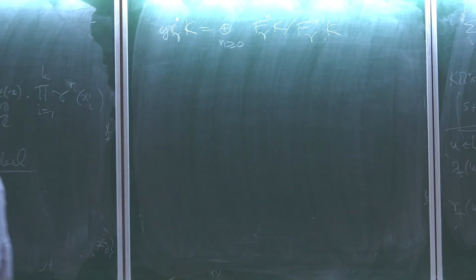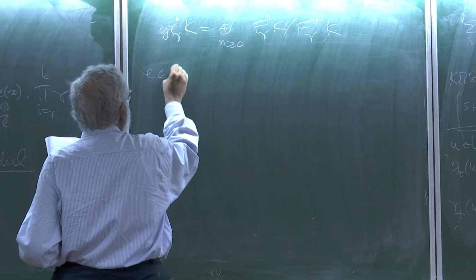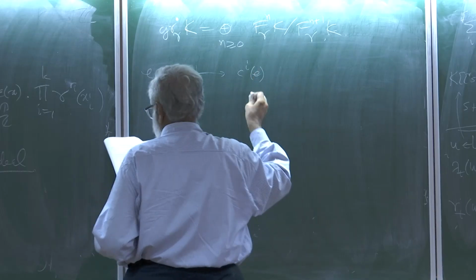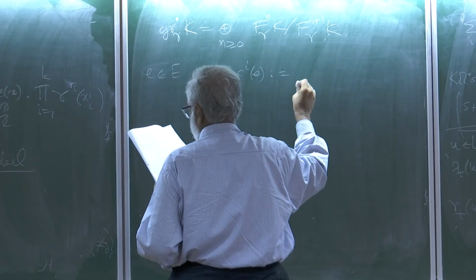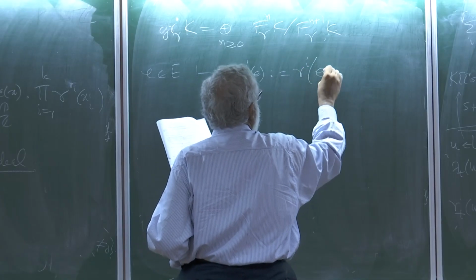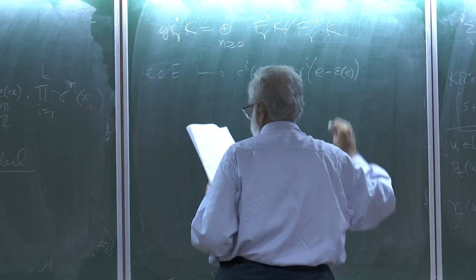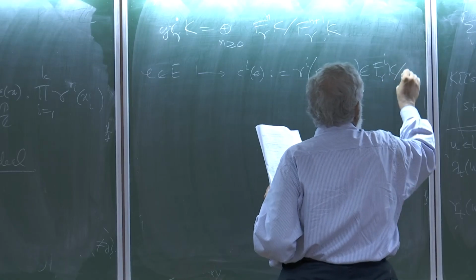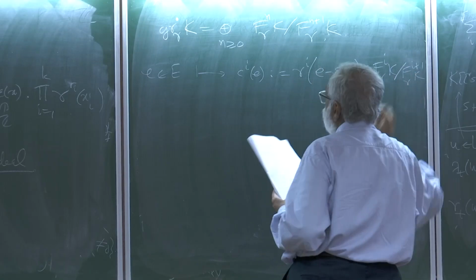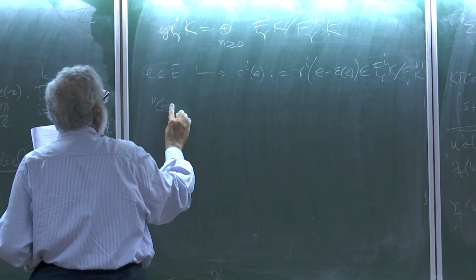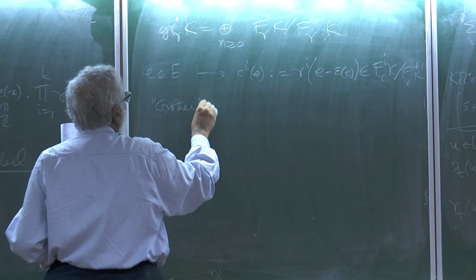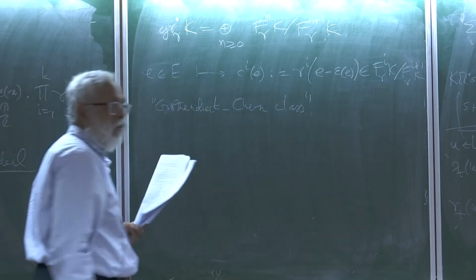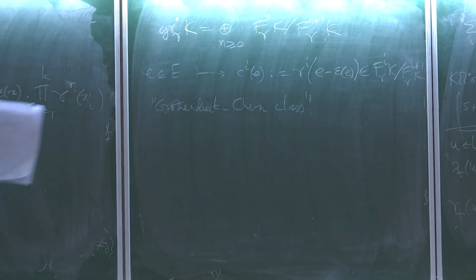You can make sense of this already. Now, therefore, if I have an E in capital E, I can associate to it C upper i of E, which is defined to be gamma i of E minus epsilon of E. And this, by construction, lies in Fi gamma k mod Fi plus 1 gamma k. I call this the Grothendieck Chern class. Here E is a positive element, E in capital E.